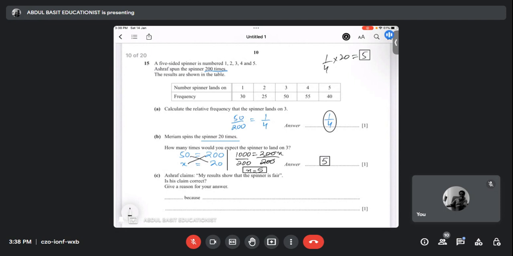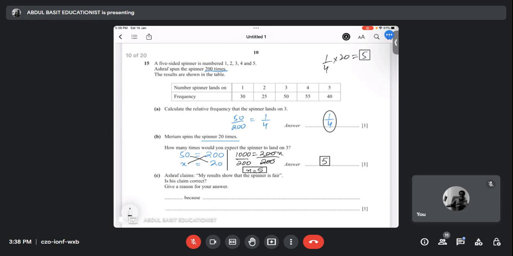There is only one thing in the results. Look at the results with frequency 3, 4, and 5. Frequency 3 is 50, frequency 4 is 55, frequency 5 is 40. But compared to frequency 1 and frequency 2, which are 30 and 25, we can see that the lower numbers are not in favor of this spinner. Can you see that, everybody?